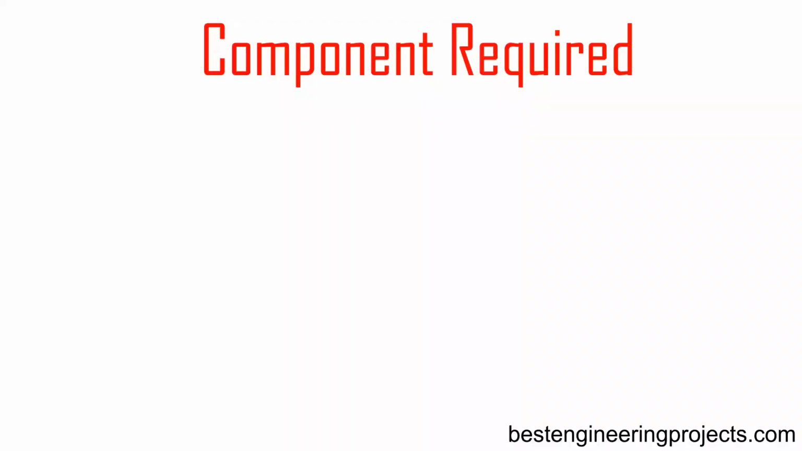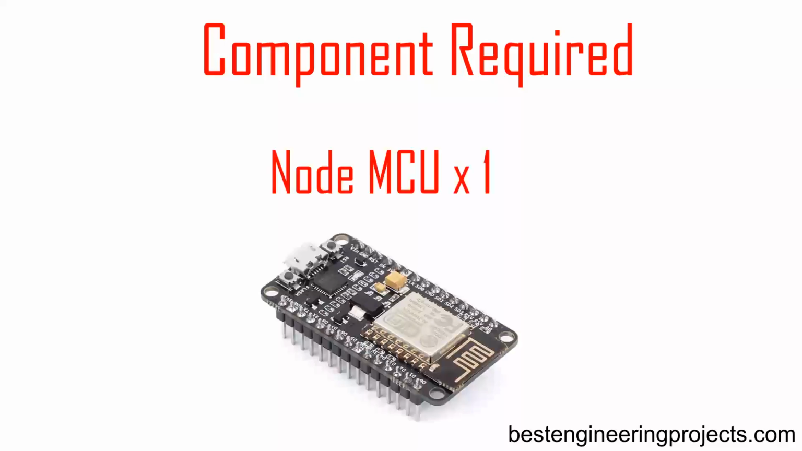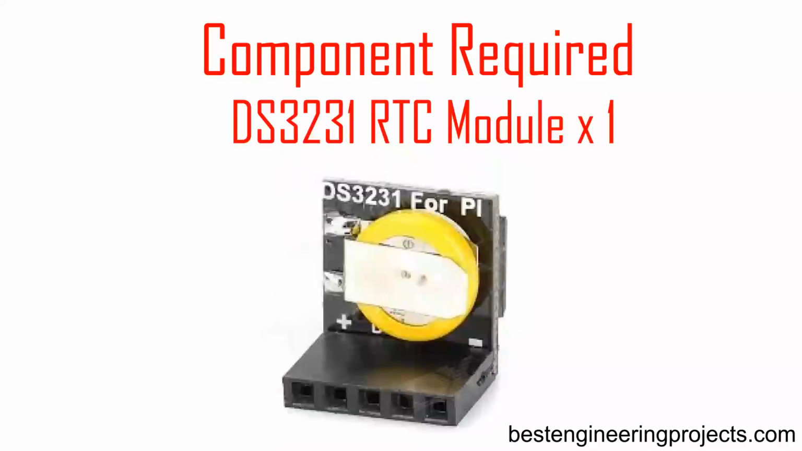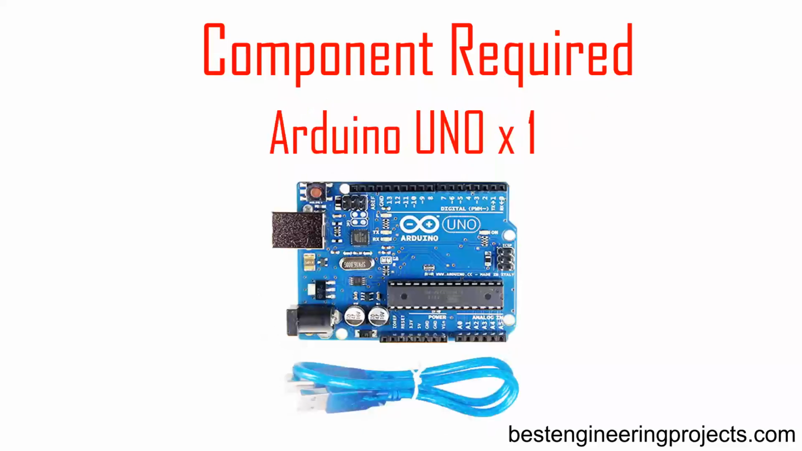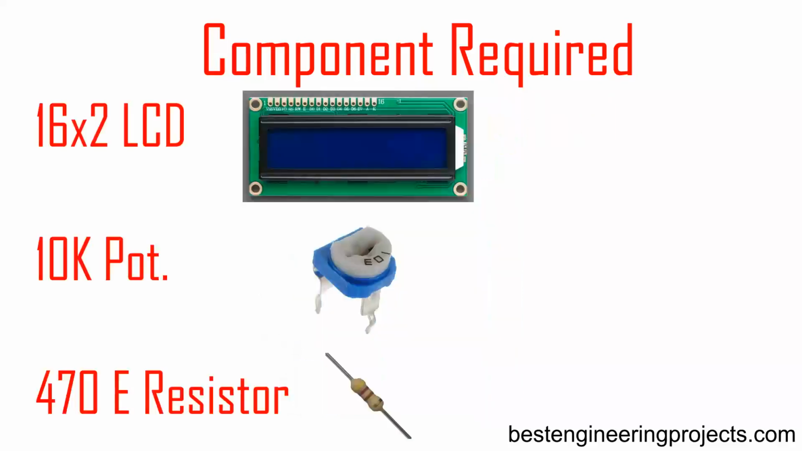Before the circuit diagram, let's look through the components required for this Arduino NTP clock. One NodeMCU is required, similarly one RTC module DS3231, one Arduino Uno board, one 16x2 LCD, one 10 kilo ohm variable resistor, a 470 ohm resistor, and a few jumpers according to your requirement.